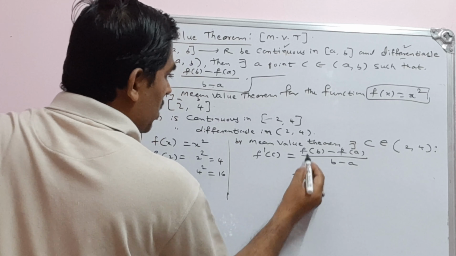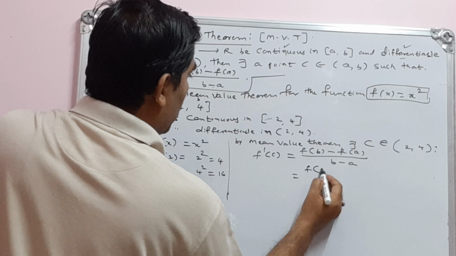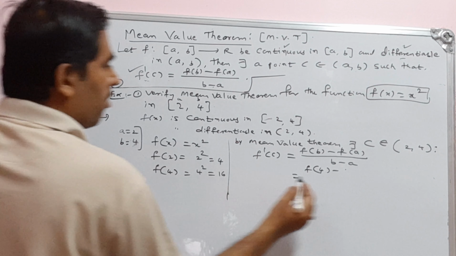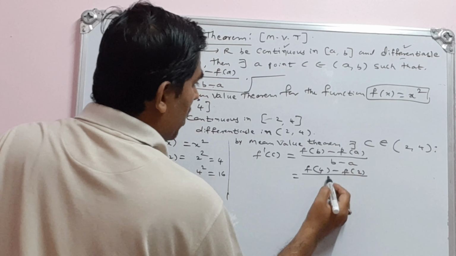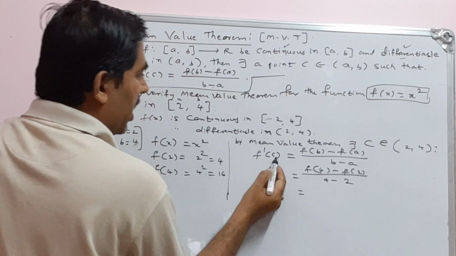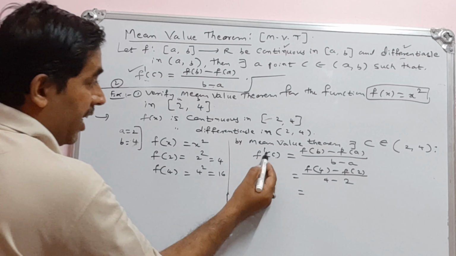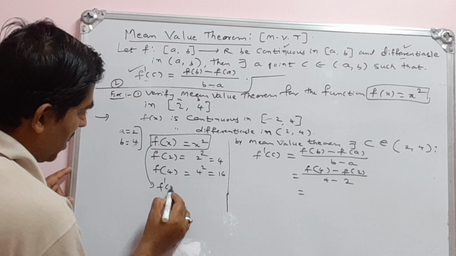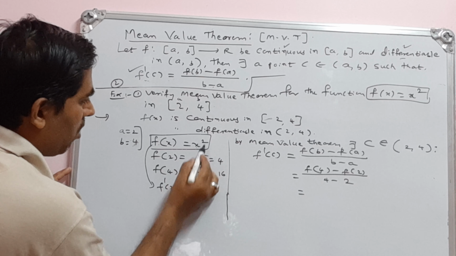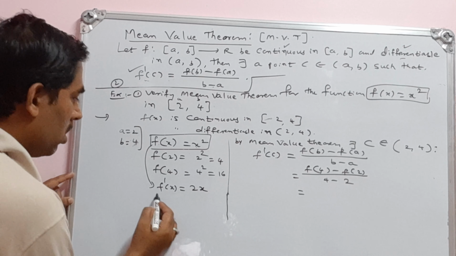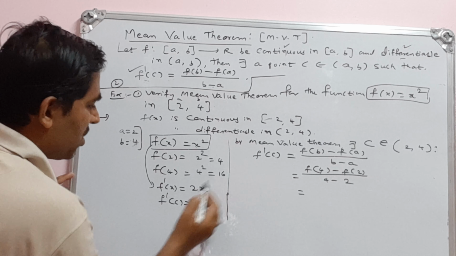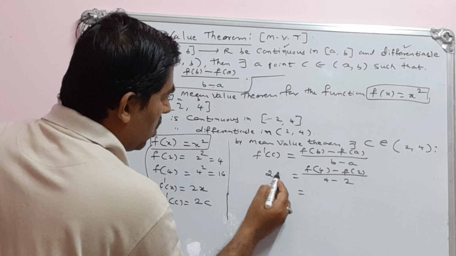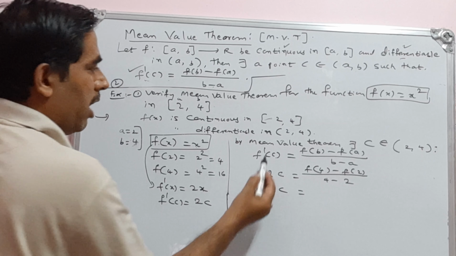So f of b means f of 4, here b means 4. F of 4 minus f of 2 divided by 4 minus 2. On the left hand side I have f dash c, so the derivative. The given function is here. Differentiating on both sides, f dash x is equal to the derivative of x square, which is 2x. Then f dash c, replace x by c, I get 2c. So f dash c is 2c.